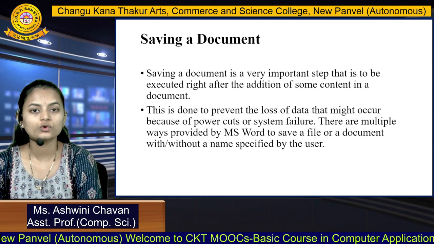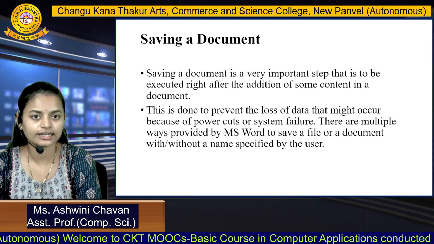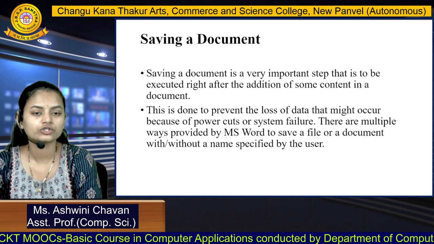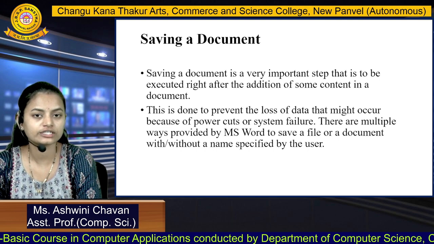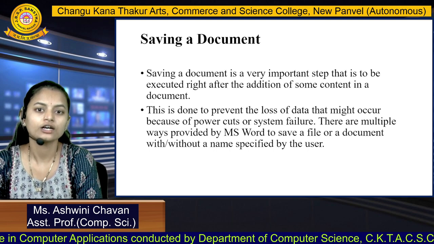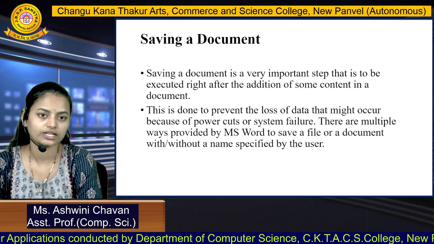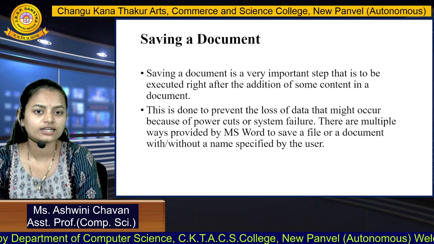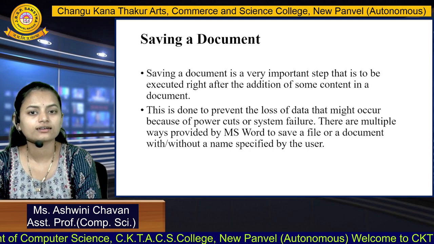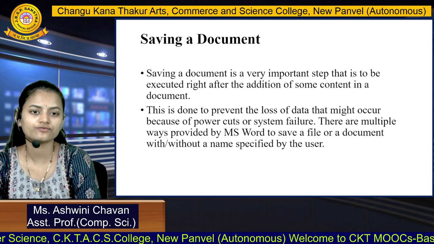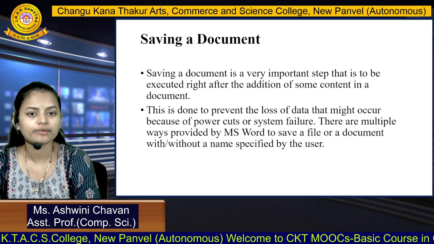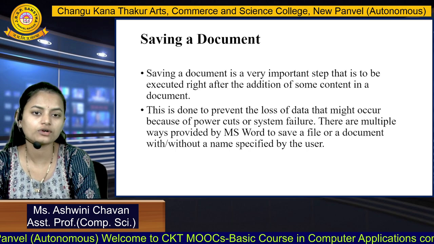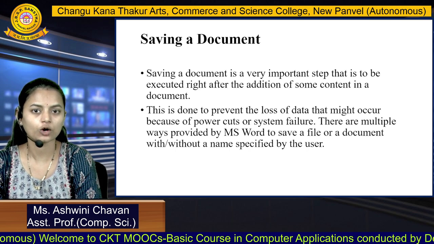Next we'll learn how to save a document. Okay, after entering text into your document, after making some kind of changes, if we want to use or read that particular file later, in the future, then we need to save that particular document, right? So saving the document is a very important step that is to be executed right after the addition of some content in your document. This is done to prevent the loss of data that might occur because of power cuts or some kind of system failure. So there are multiple ways provided by MS Word, that is Microsoft Word, to save a file or a document with or without a name specified by the user. So we'll see how to save the document.